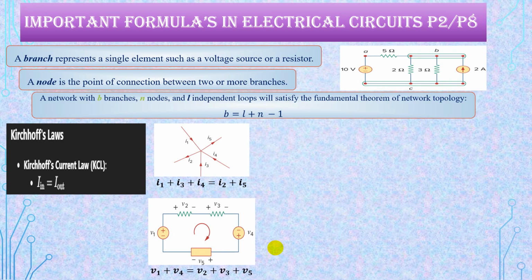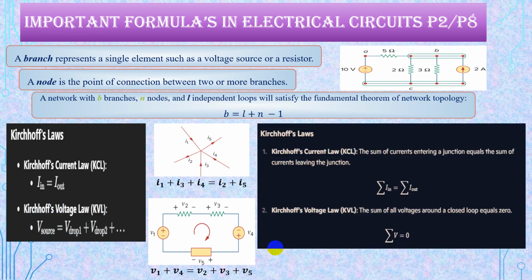So for the sum of voltages, we can arrange KVL with positive voltages on the left-hand side and negative voltages on the right-hand side, or the sum of all voltages equal to 0. How do we sum them? If the current is leaving from the branch's positive terminal, it is a positive voltage. If the current is entering the positive terminal of that branch, it is a negative voltage. The sum of all these equals 0.